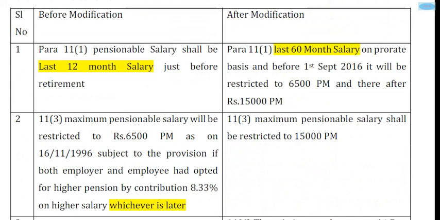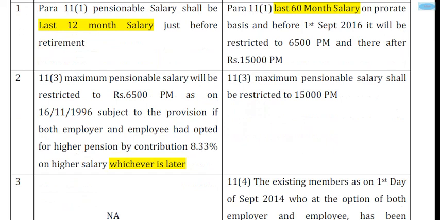Now comes para 11. What was para 11 before and after modification? Para 11, subclause 1 says that the pensionable salary shall be the average salary of the last 12 months just before retirement. The amendment has now made it the last 60 months average salary just before retirement, and also restricting it to 6,500 rupees or 15,000 rupees as the case may be. This modification has come. Then one more modification.